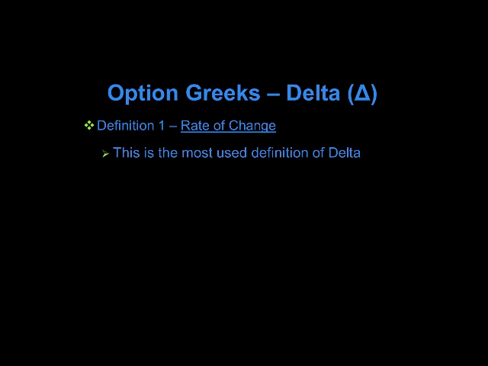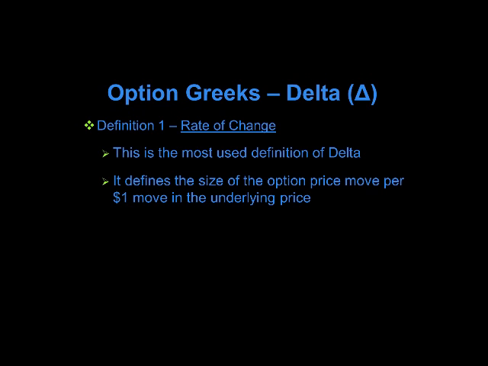So we come in and we look at it, and I'm not going to go through a lot of detail on this here, but I'm going to cover some of it because this will be recorded and you'll be able to play it back at any time you want. But the definition: it's the rate of change, and this is probably the most common use of delta. And it defines the size of an option price per $1 move, as I talked about.